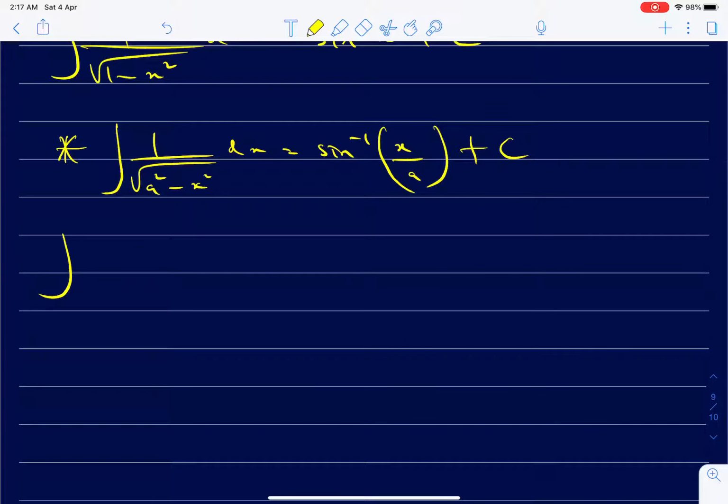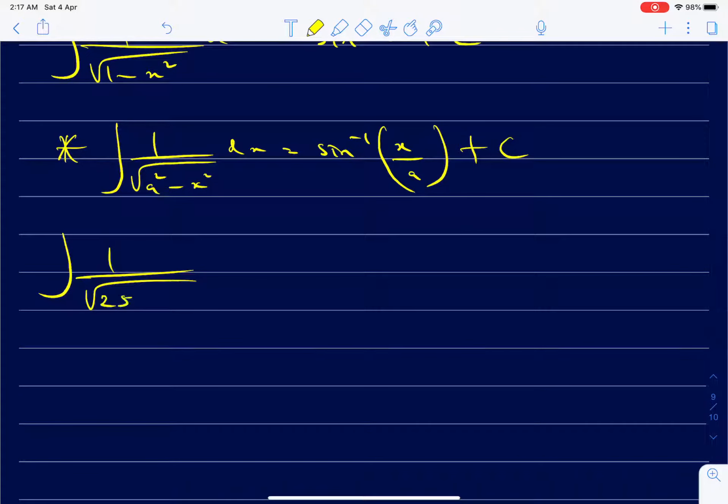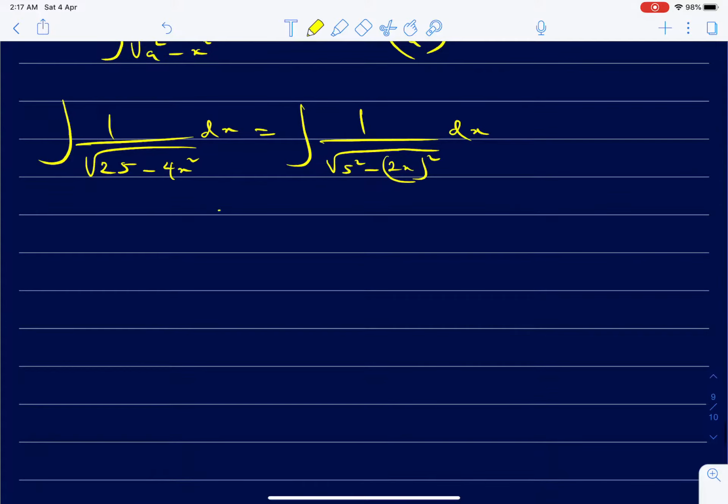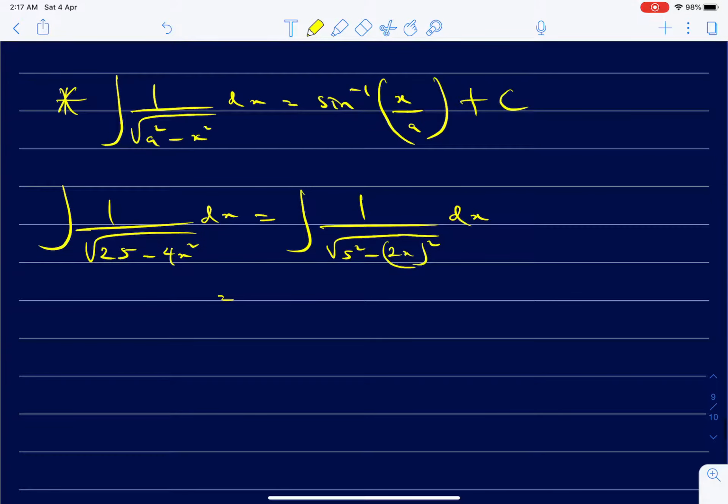Now to the next, evaluate the integral of 1 divided by the square root of 25 minus 4x squared. I can write this way: the integral of 1 over square root of 5 squared minus 2x squared with respect to x. Which means sine inverse of x, x is 2x here, over a. A is 5, plus c. Sine inverse of 2x over 5 plus c.